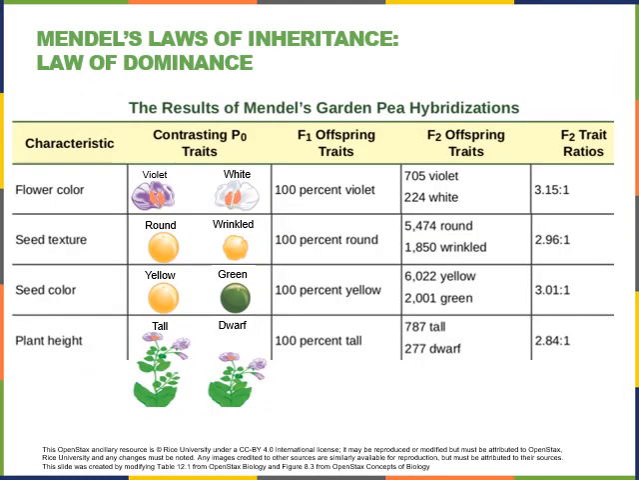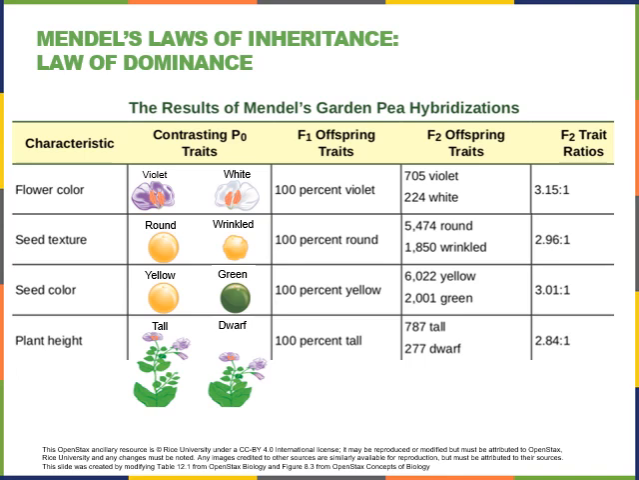Mendel studied 7 different characteristics. This table shows the results from just 4 of those. You can see from the table that he worked with a large sample size in order to obtain reliable results. As we saw previously, the violet flower color is dominant and the white flower color is recessive.